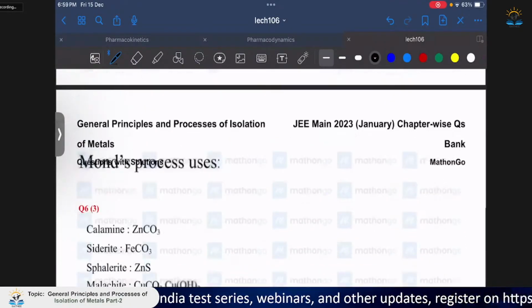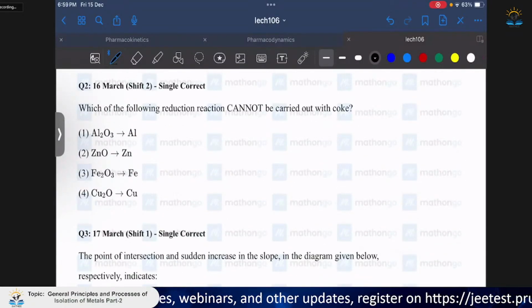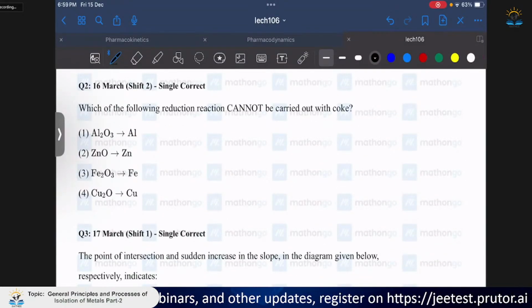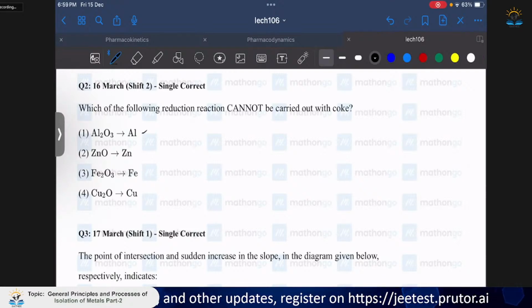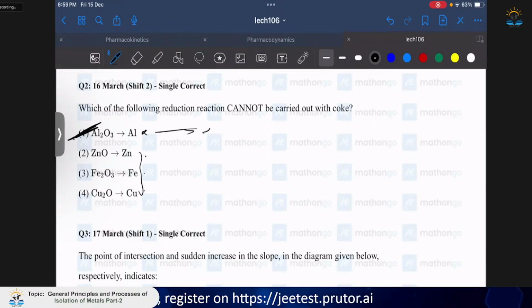Next, we go to the next question. Which of the following reductions cannot be carried out with coke? All can be carried out except aluminum. It requires electrolysis.